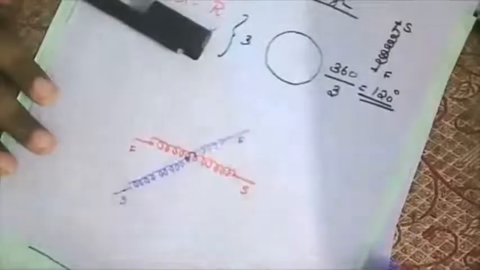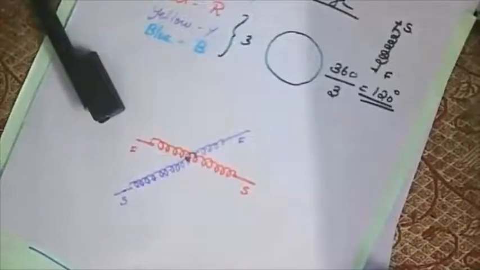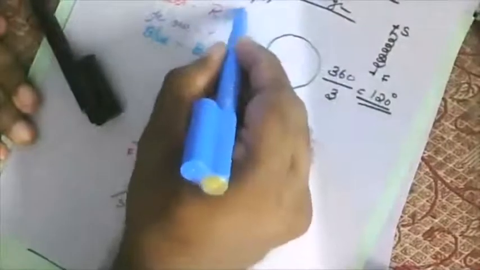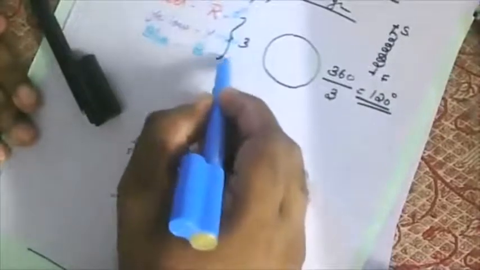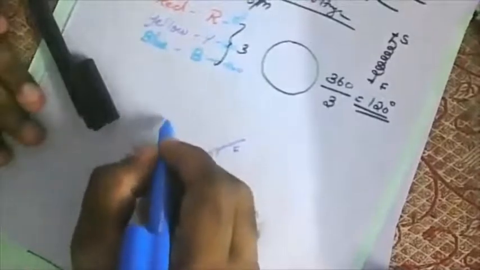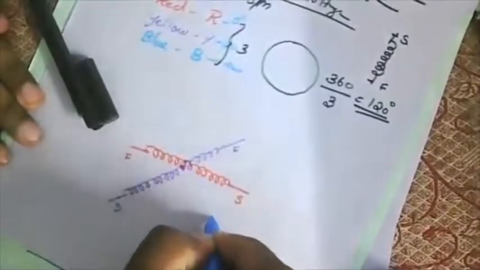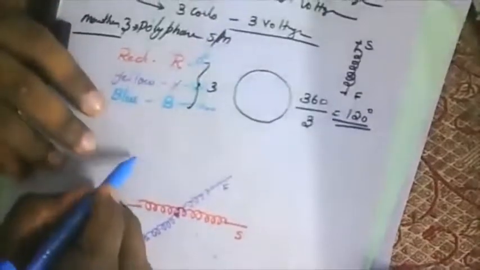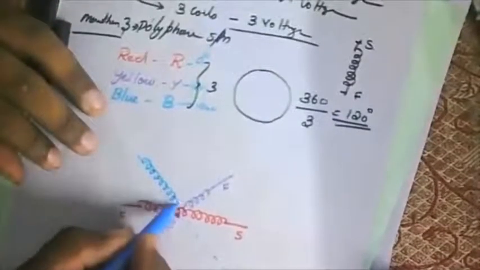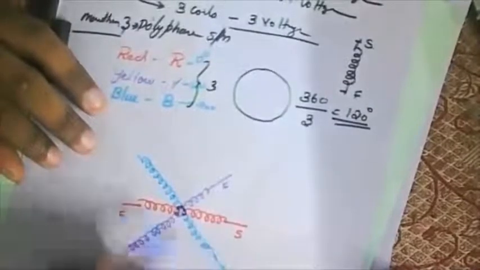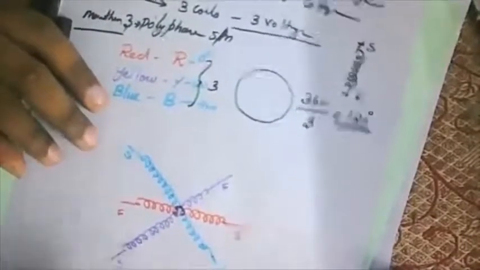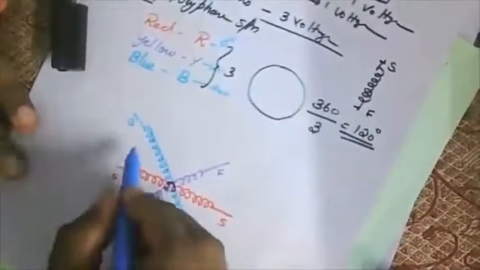I have my third coil, represented in blue color. This is going to be 0 degrees, this is 120, and this is 240. So from 120, I now measure 240 somewhere from here. If I draw that figure, this will be my third coil. This will be my start, and this will be my finish. Or I can say the third coil is connected at an angle of 120 degrees from the second coil, that is, the yellow coil.